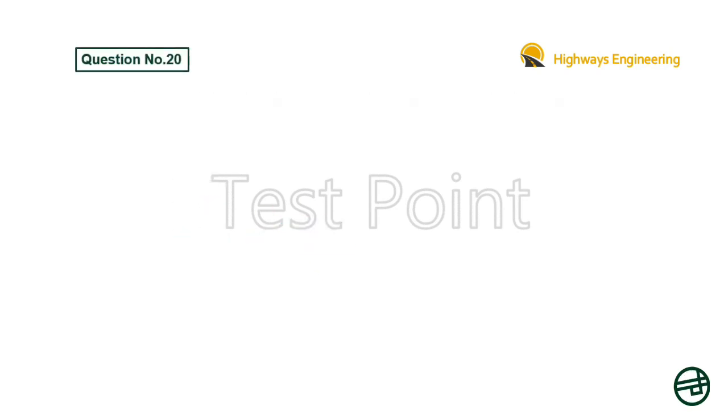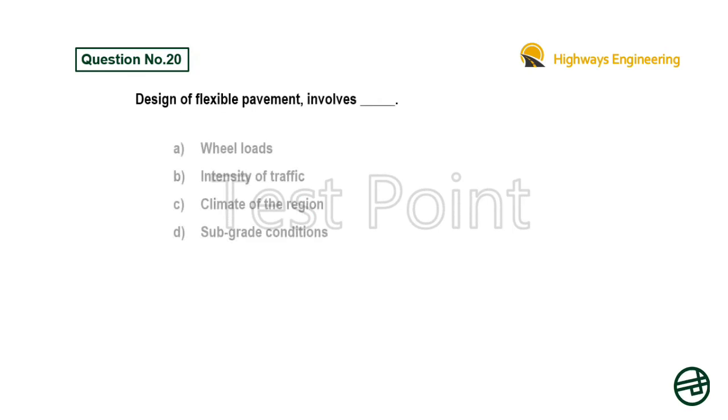Question number 20. Design of flexible pavement involves. Option A, wheel loads. Option B, intensity of traffic. Option C, climate of the region. Option D, subgrade conditions. Answer is option C, climate of the region.